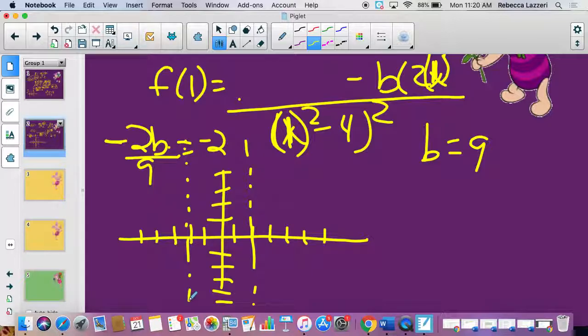If you fill in 0, you get negative 9/4, so negative 2.25 goes like this. And over here, you could fill in a few numbers and find a point or two. And it's great that it's symmetric to the y-axis because it gives me this one over here. Okay?